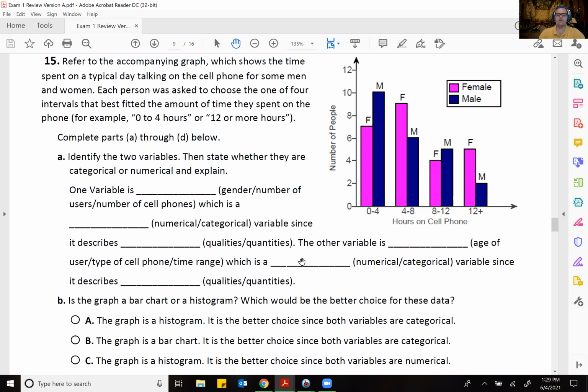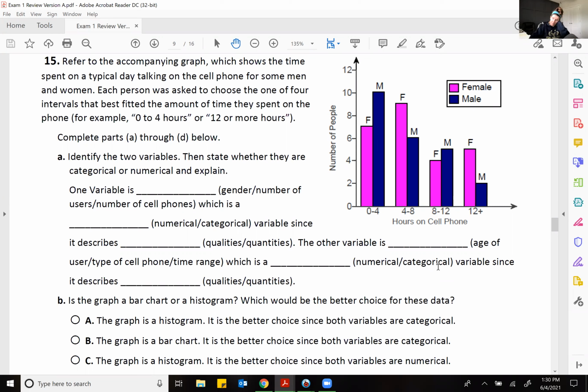Time range, is it numerical or categorical? Numerical. No, nope. Is it categorical? It is categorical. Now let's talk about why, because this one always gets me too. Every semester I have to refresh myself on these questions, and this is one where I always think, oh yeah, why is this categorical? Is it because it's a range?